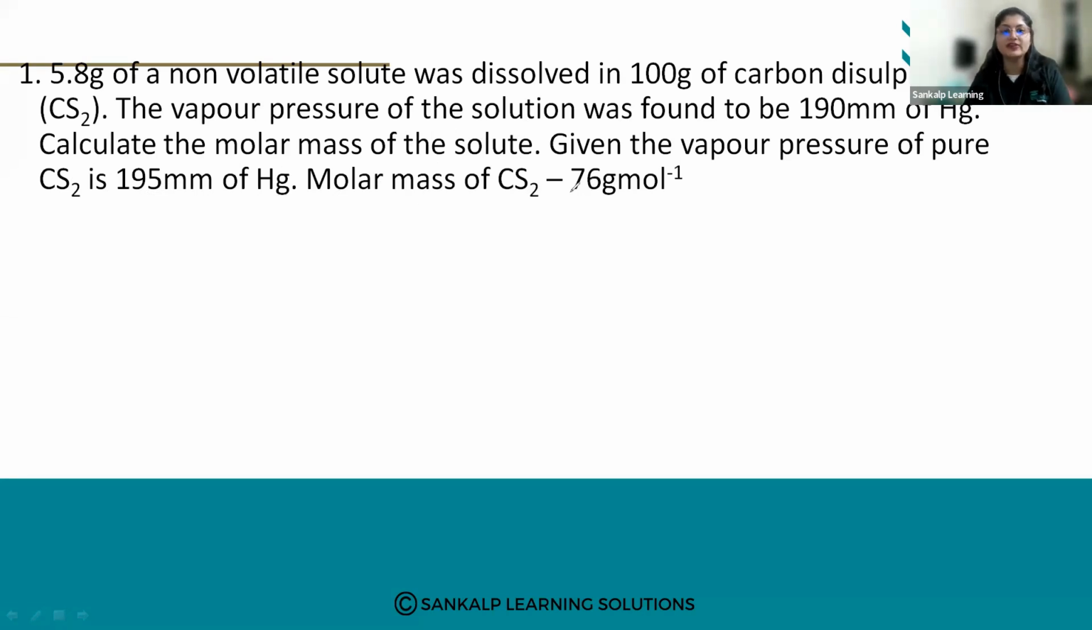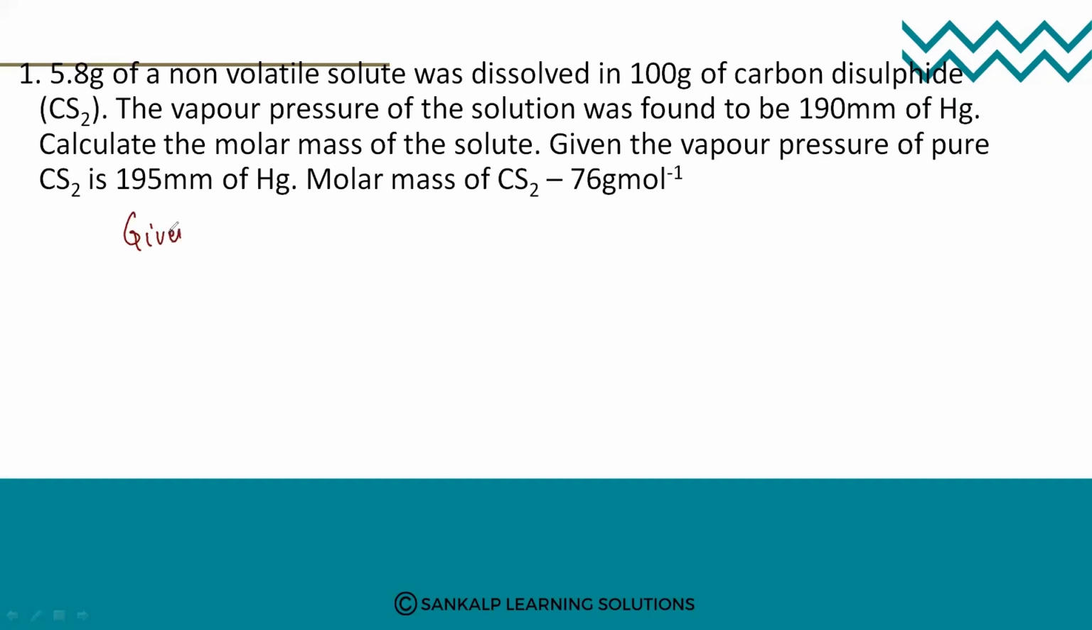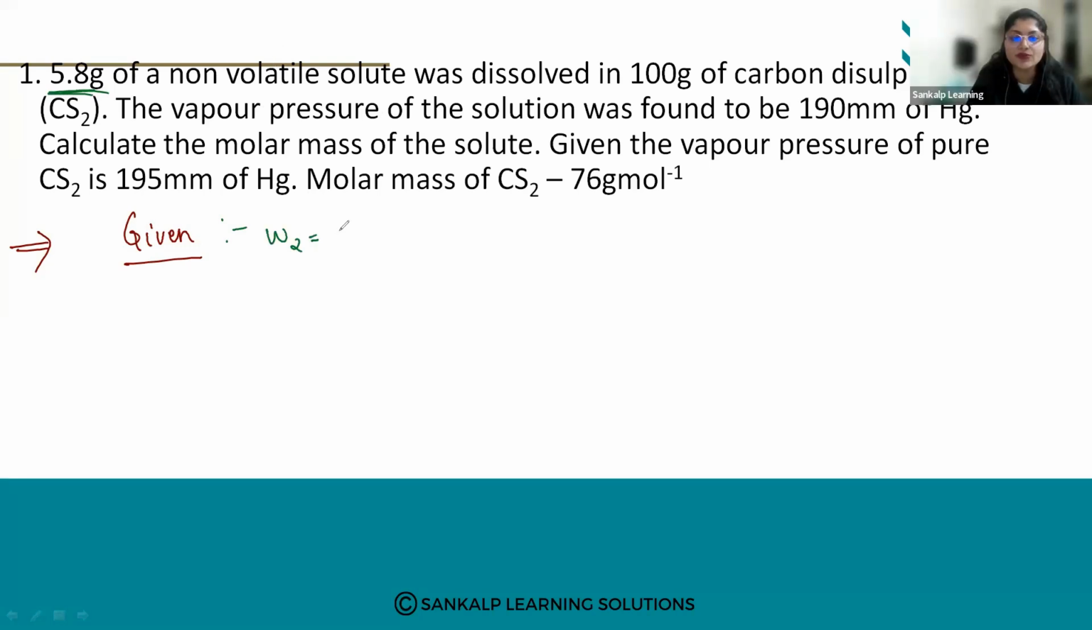So what is given? A non-volatile solute is taken. First thing, you have to write down what all is given here. The weight of the non-volatile solute is given as W2. So W2 is equal to 5.8 grams, which was dissolved in 100 grams of carbon disulfide.